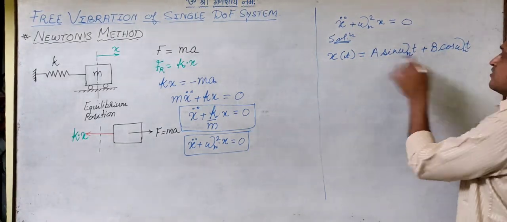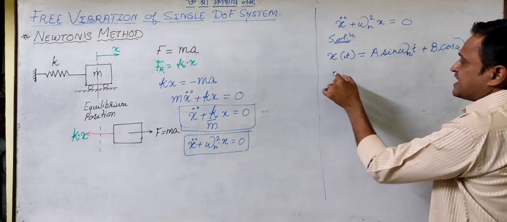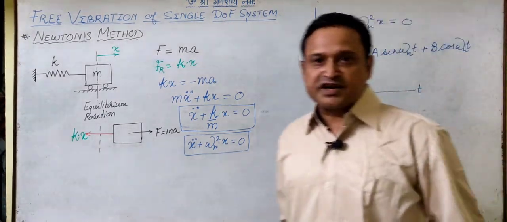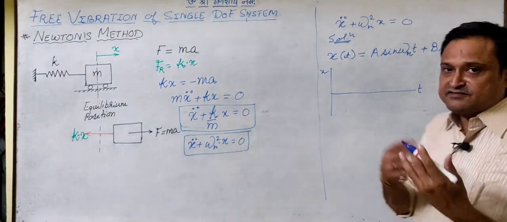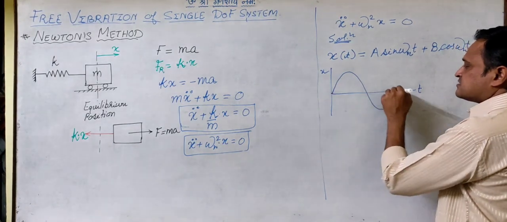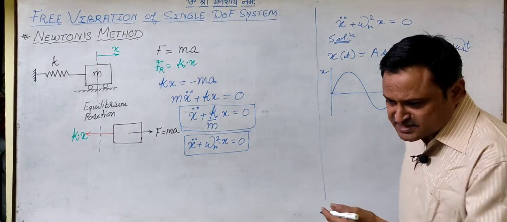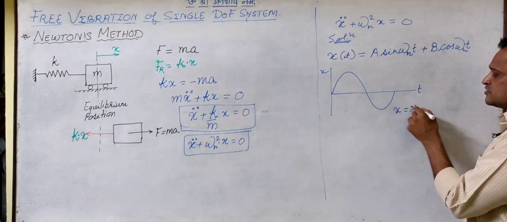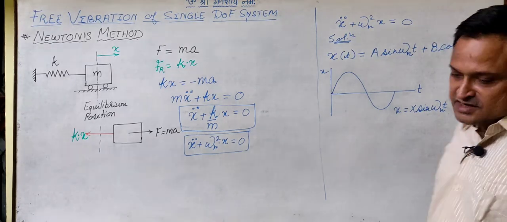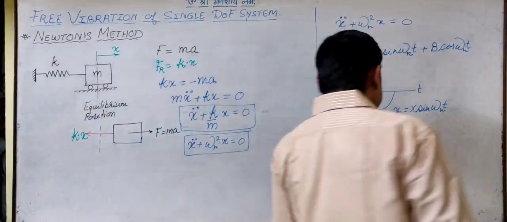So if the equation is such, I can plot a graph between time and displacement. If I plot a graph between time and displacement, I can get three kinds of solutions. The first solution can be something like this, wherein we can say that x is equal to x sine omega n t. So b is coming out to be 0.